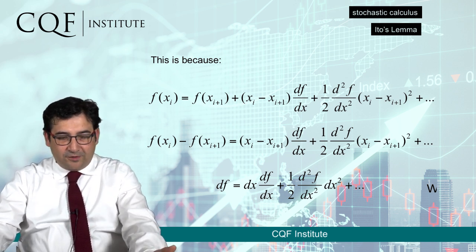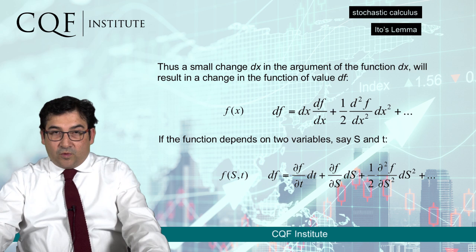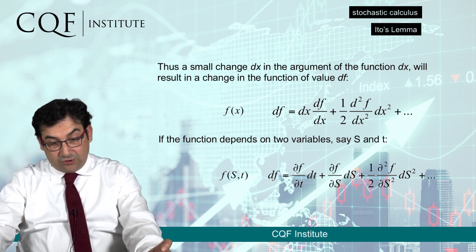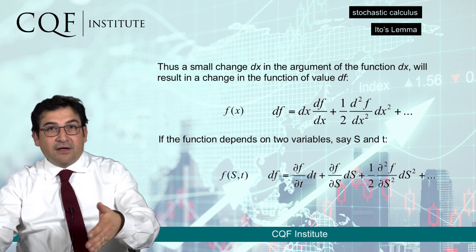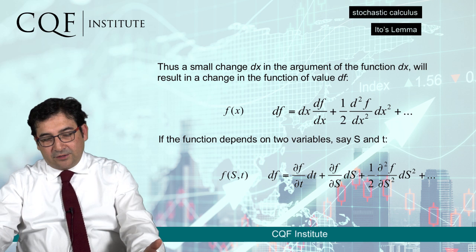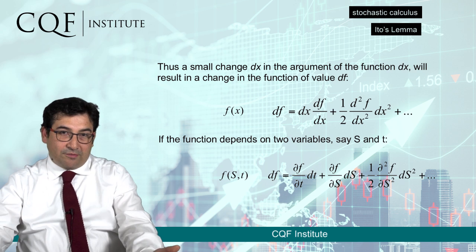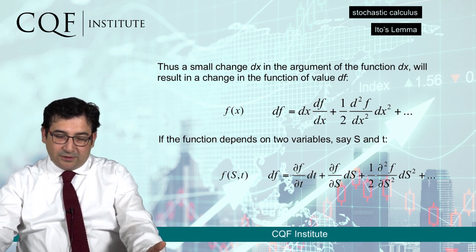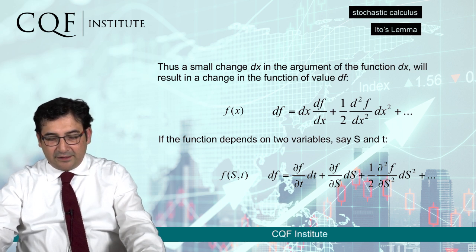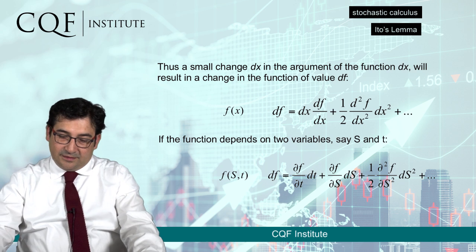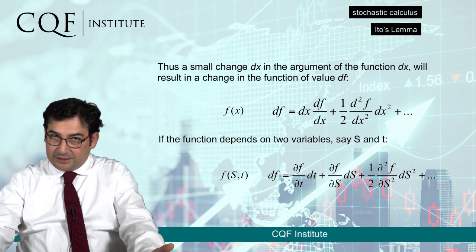But what do we use it for? Well, what we're going to use Ito's lemma for is to investigate what happens with the stochastic function when there are variations in the original argument, in the value of x. We can do that not only for functions of one variable, but for functions of 2 or more variables. Here on the bottom of the page, we have the function of 2 variables, f that depends on s and t.